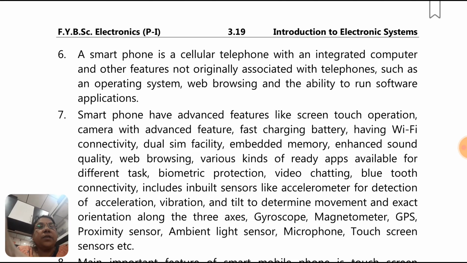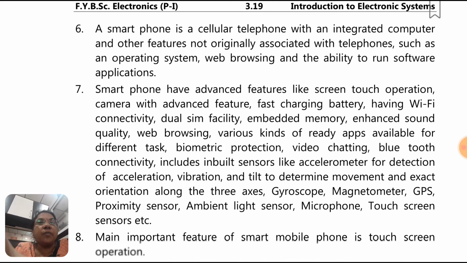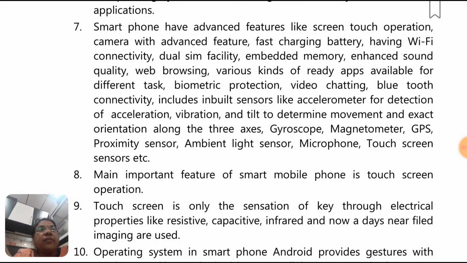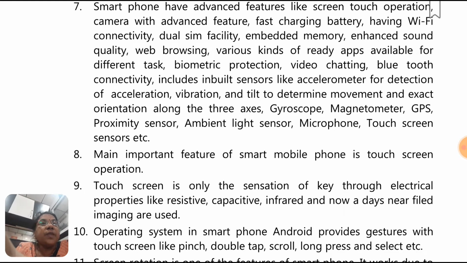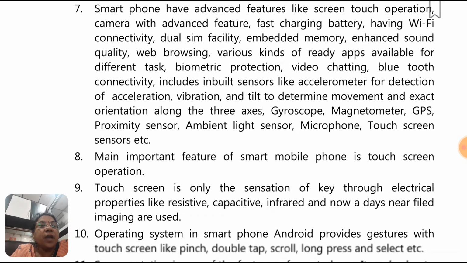A smartphone is a cellular telephone with the integrated computer and other features not originally associated with the telephone, such as an operating system, web browsing, and the ability to run the software application. Now smartphones have advanced features like screen touch operation, camera with advanced feature, fast charging battery, Wi-Fi connectivity, dual SIM facility, embedded memory, enhanced sound quality, web browsing, various kinds of ready apps available for different tasks.